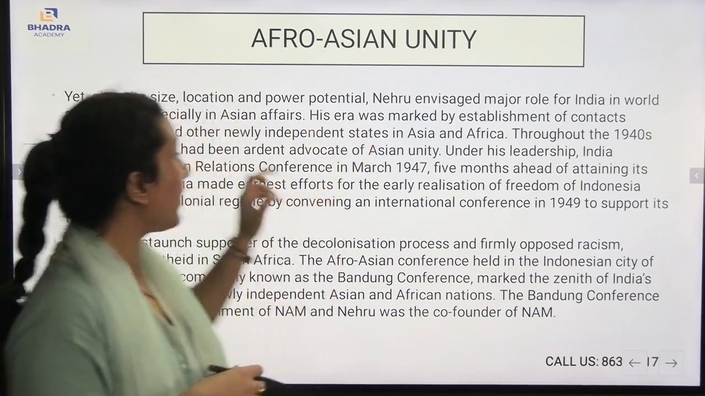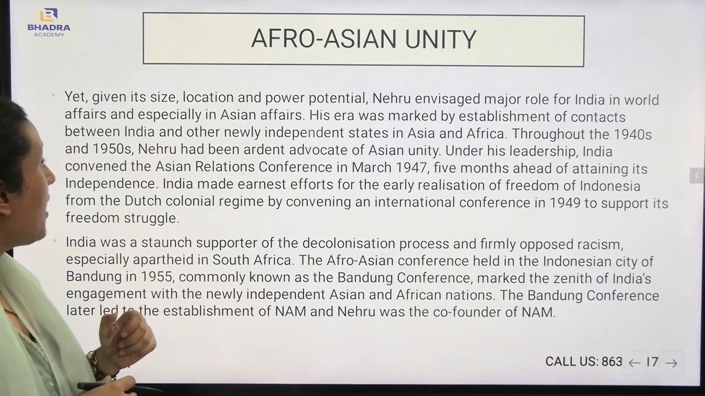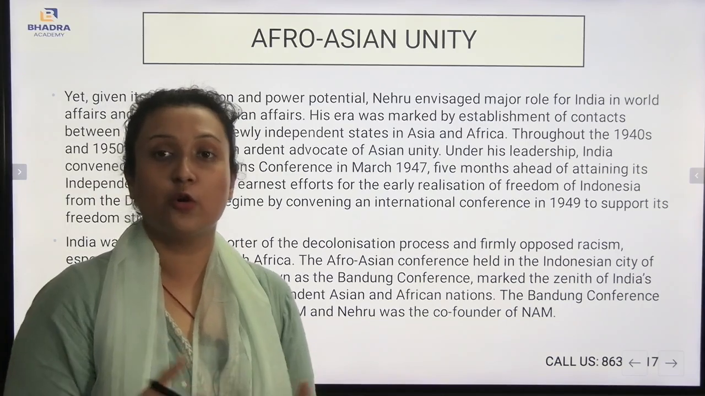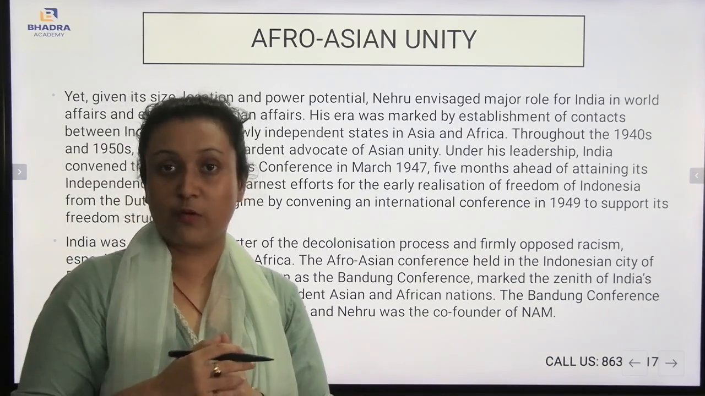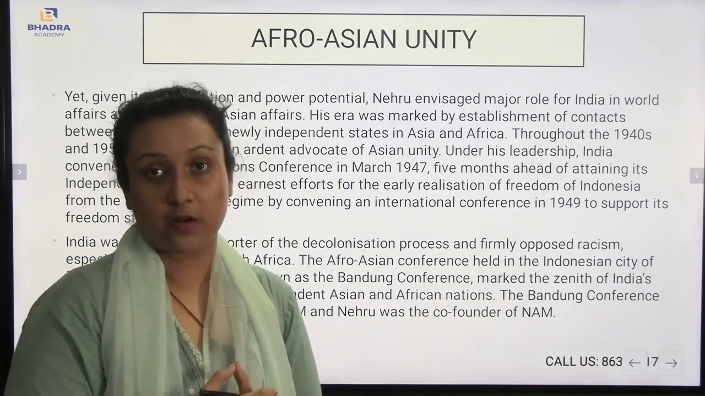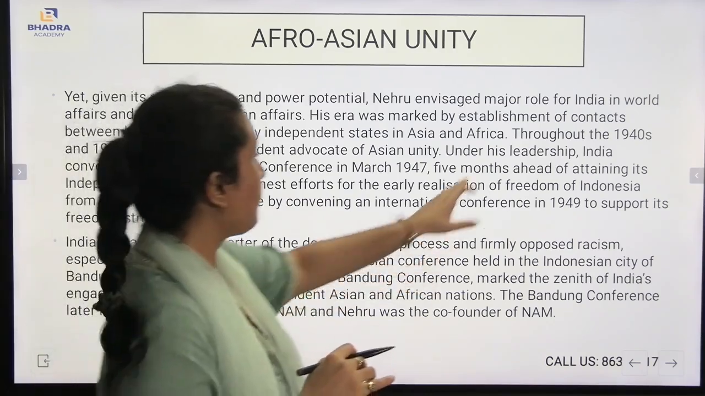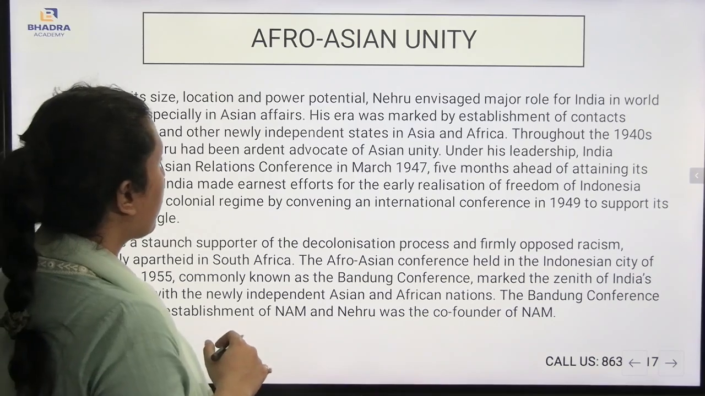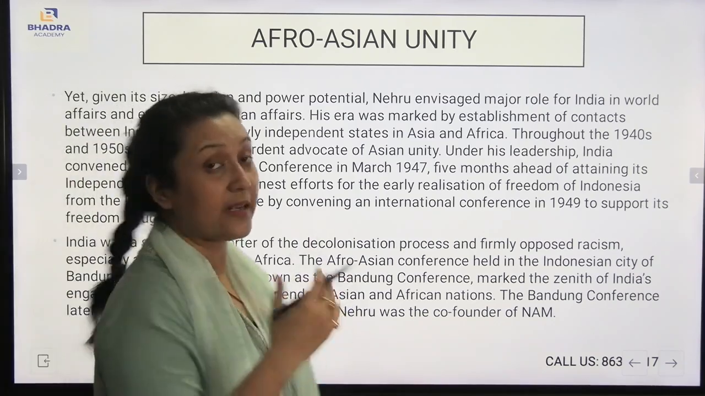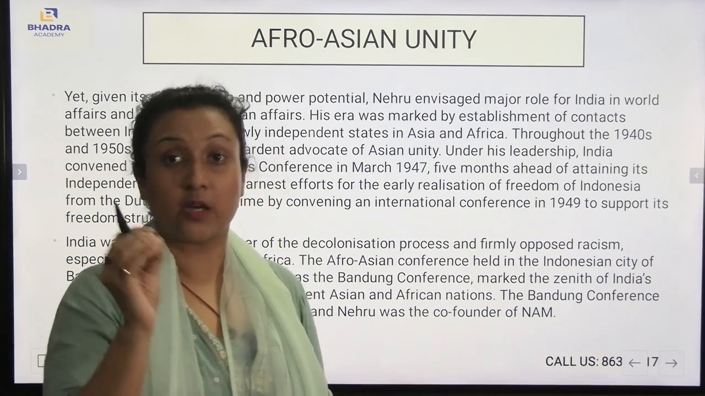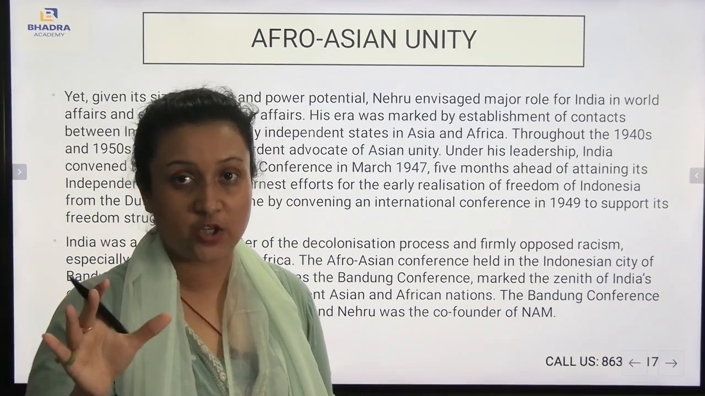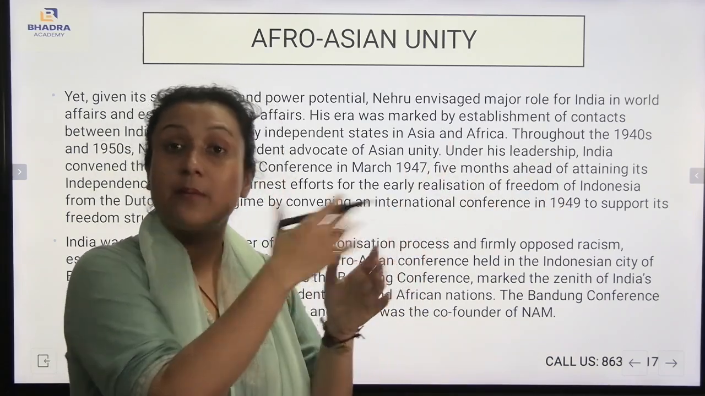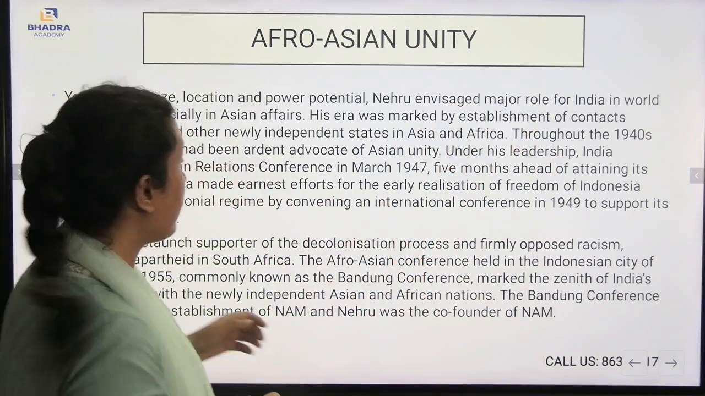His era was marked by the establishment of contacts between India and newly independent states in Asia and Africa. During that time, he maintained very good contact with other international contacts as well, and with the newly emerging states in Asia and with the African states. Throughout the 1940s and 1950s, Nehru was an ardent advocate of Asian unity. During that time, Asian unity was very important. It was an important topic, a current trend in the 1940s to 1950s.